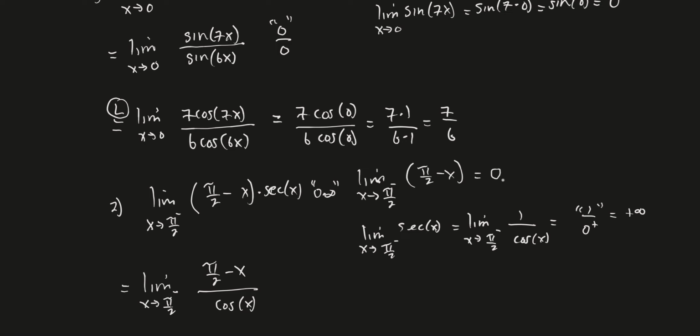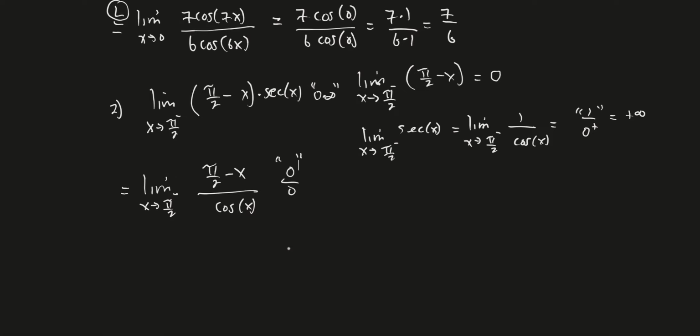That's right here. And we saw it if we evaluate just the bottom part. So the bottom approaches 0. So this is of the form 0 over 0. So now I can apply L'Hopital's. Take the derivative of the top. So when I take the derivative of the top, I'm left with a -1. And then the derivative of the bottom is sine.